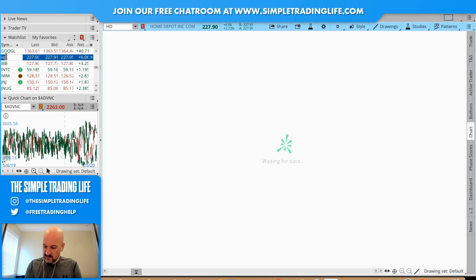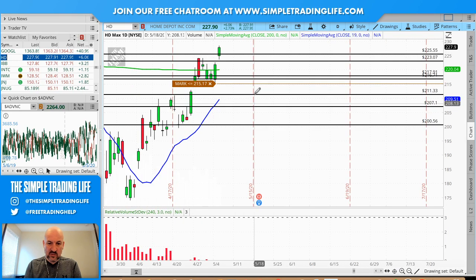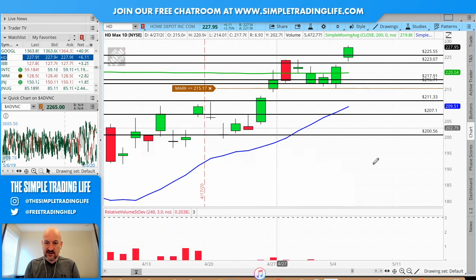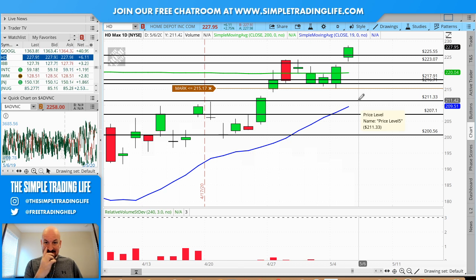Okay, Home Depot. And I do believe this was on our watch list today. It was. Let me get a little bit closer so you can see better. So what we had here was what we call an outside candle, meaning this candle was completely outside of this candle, taking out both sides. That tells us, from a price action perspective, that a range is starting to expand.